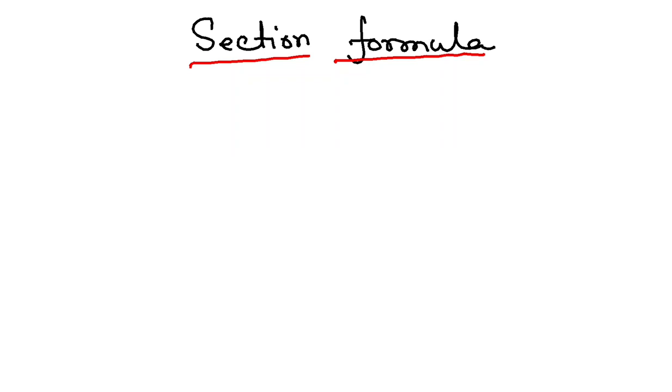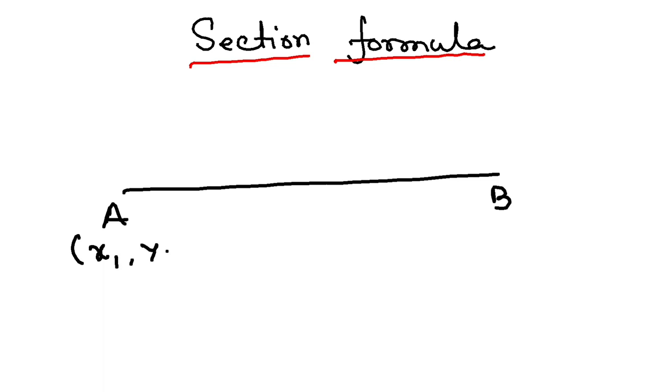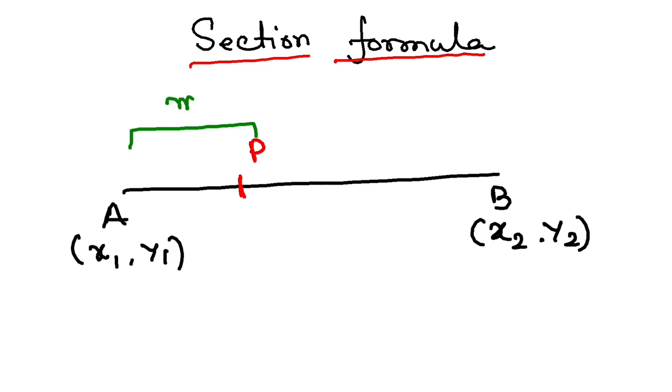Hello students, in this video we will be discussing the concept of section formula. Imagine you have a straight line AB, and A has coordinates x1, y1 and B has coordinates x2, y2. Let's take a point P, and this P divides the line in the ratio of M is to N, so AP is M and BP is N. So line AB is divided in the ratio M is to N. By using section formula you can find the coordinates of P.